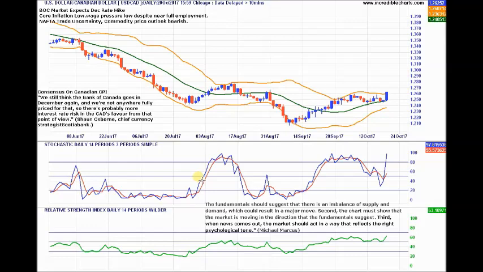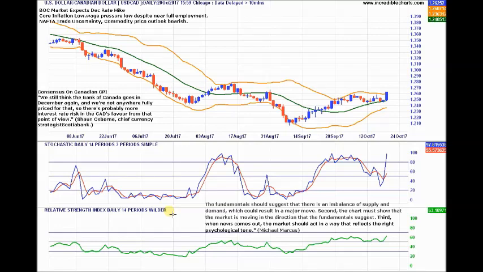When I draw my levels here, you'll see how I've used the weekly chart to back me up. And also, we look at the weekly chart. I want to go through a price overshoot and retracement. So we're going to come to the weekly chart in a moment. But first of all, in terms of good trades or high probability trades, I always keep this quote from Michael Marcus in mind. He says, the fundamentals should suggest there is imbalance of supply and demand, which could result in a major move. Well, we know that because we've seen the COT.